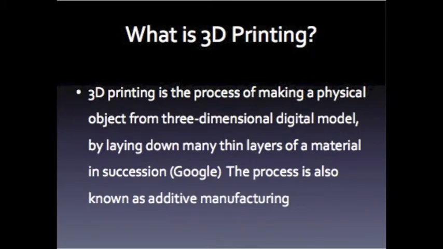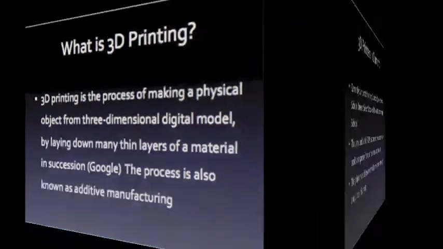What is 3D printing? It's a process of making a physical object from a 3D digital model by laying down many thin layers of material in succession. It's also known as additive manufacturing, and this definition was courtesy of Google.